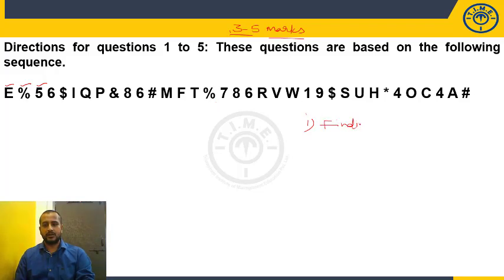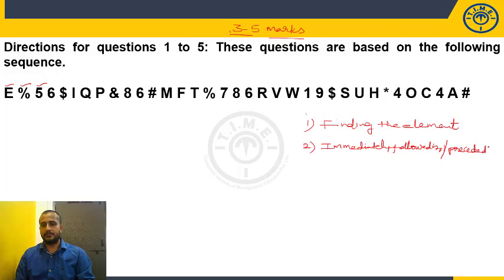Finding the element. You will be given positions, and you have to find out the element. And the second one: you will be given a question like this. How many such symbols are there immediately preceded by a digit and immediately followed by a letter? So using the technical terms immediately followed by and immediately preceded by, this kind of technical terms.